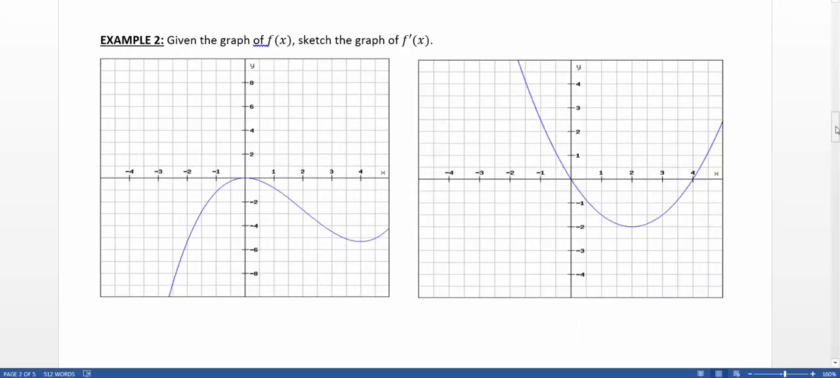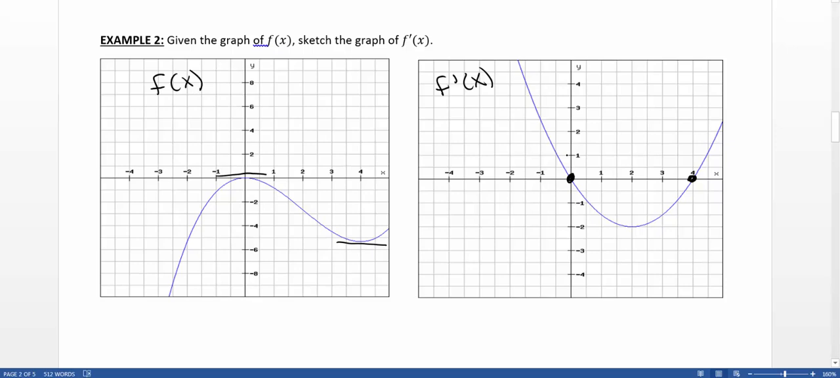Example 2. Given the graph of f of x, sketch the graph of f prime of x. So f of x is a function we were looking at just a minute ago, and we wanted to sketch the first derivative. So this is what the first derivative is going to look like, and let's talk about why. So we said that we're going to have a horizontal tangent line at 0 and at 4, which means my function needs to pass through at 0 and 4. Those are the zeros of my function.